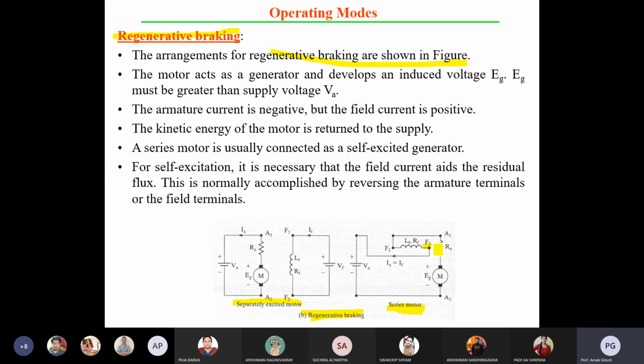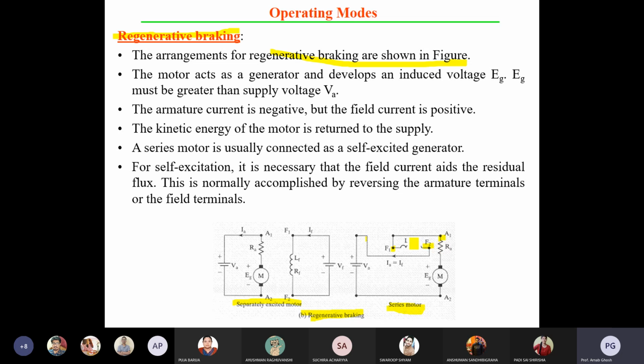For regenerative braking, the changeover switch is there. When the normal motoring condition is there, F1 is directly connected to the armature, and F2 is connected to the positive terminal of your source. But in the condition of regenerative braking, the changeover switch connects F1 to your armature and F2 to the positive terminal of your voltage source. Why? To maintain the current direction the same.